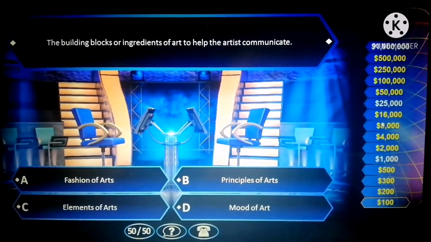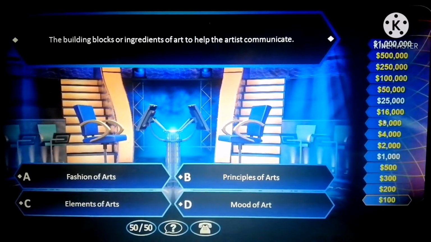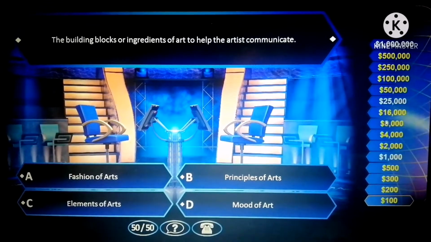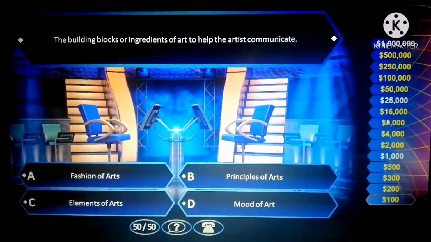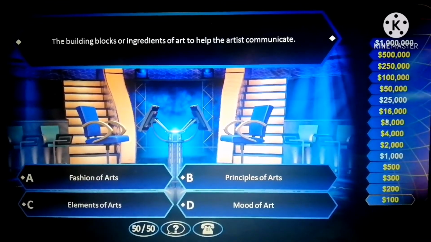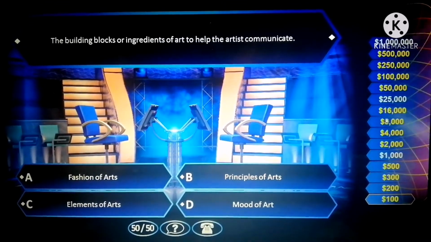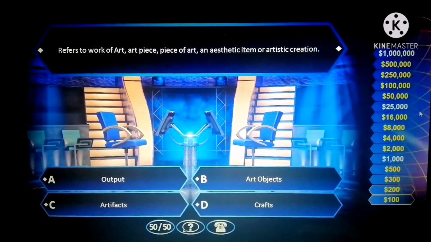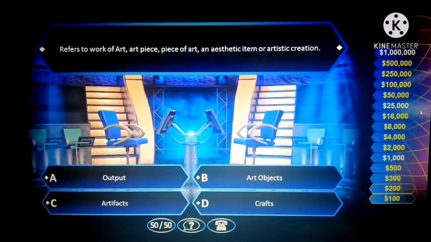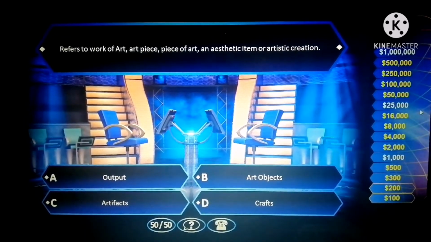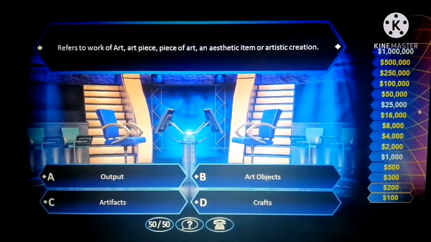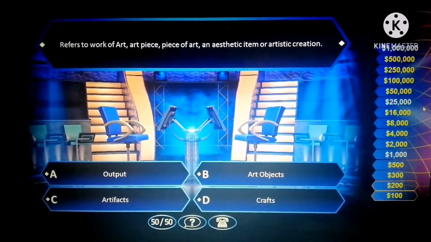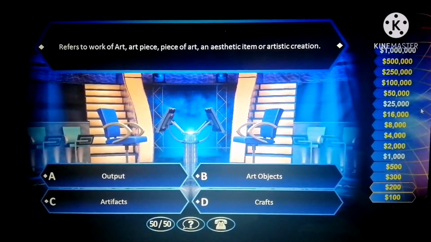The second question. The building blocks or ingredients of art to help the artist communicate. What is your answer? Is it A, fashion of arts, B, principles of arts, C, elements of arts, or D, mood of art? And here's the third question. It refers to work of art, art piece, piece of art, and aesthetic item or artistic creation. Is it A, output, B, art objects, C, artifacts, or D, crafts?